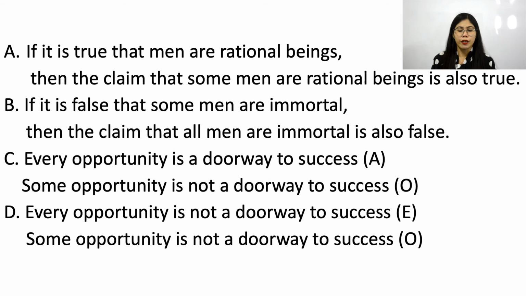Other examples we have, every opportunity is a doorway to success. Letter A, affirmative universal. Next, some opportunity is not a doorway to success. O, negative particular. Next, we have every opportunity is not a doorway to success. That is letter E, negative universal. We also have some opportunity is not a doorway to success. That is letter O, or negative particular.